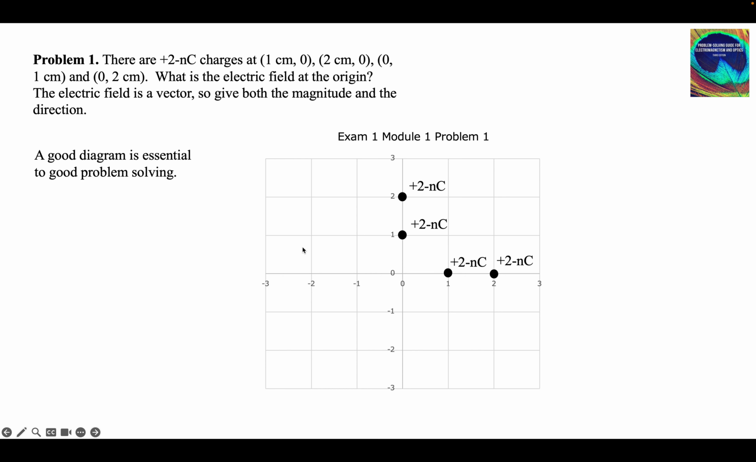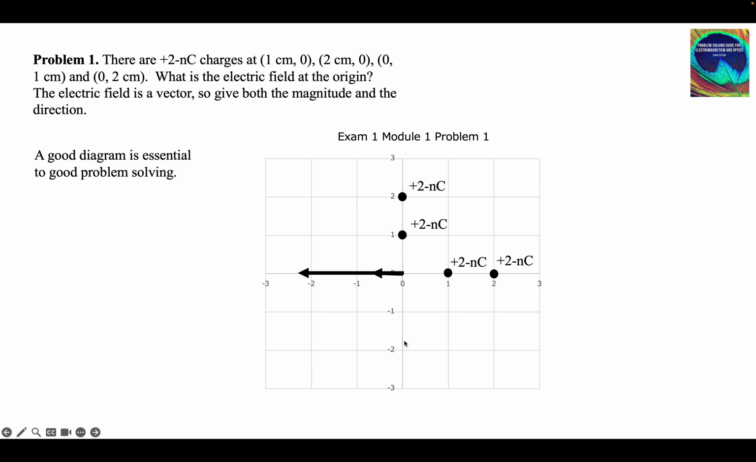What is the electric field at the origin? There's no charge at the origin. It's empty space. We want to know what the field is here. We can put a positive charge there. We can imagine it's going to accelerate in this direction. The charge at (1, 0) has a strong electric field to the left. This charge has a weaker electric field to the left, 1/4 as big because it's twice as far away.